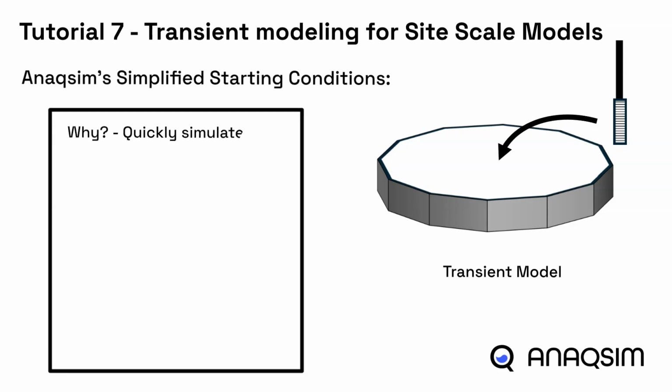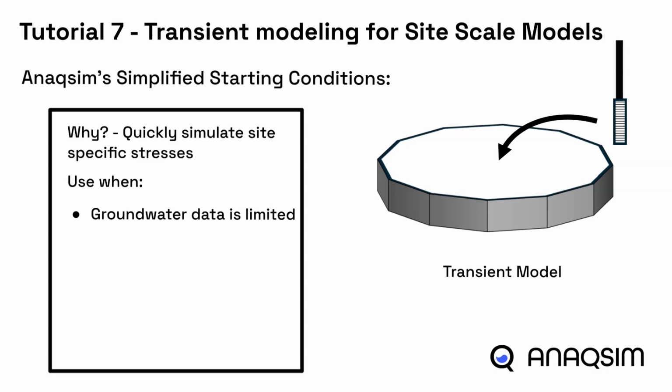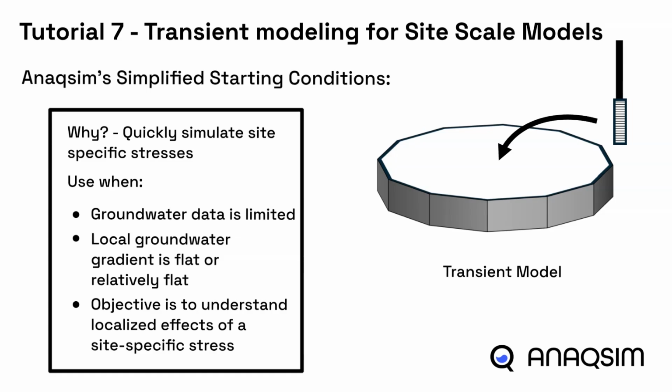So why use simplified starting conditions? Simplified starting conditions allow you to quickly simulate how site-specific stresses, such as pumping, construction dewatering, or infiltration, affect groundwater conditions over time, even when the broader groundwater system is poorly understood. Use this method when your groundwater data is limited to your site footprint, the local groundwater gradient is flat or relatively flat, and when your objective is to understand the localized effects of a site-specific stress. This approach is commonly used for construction dewatering, highway drainage systems, remediation or mitigation at contaminated sites, and early-stage proposals and feasibility studies.